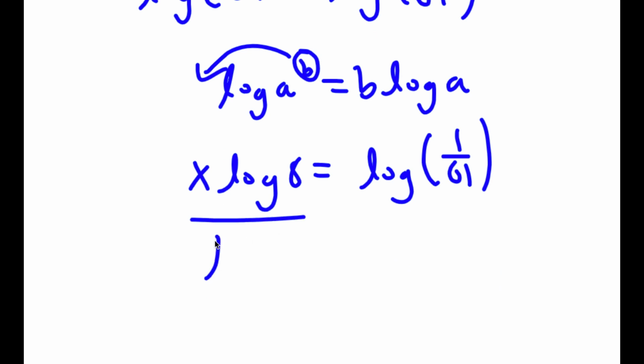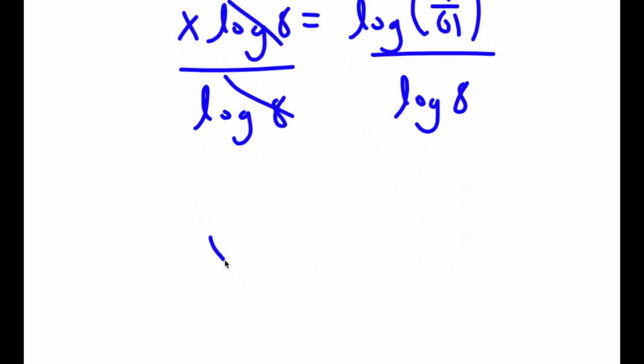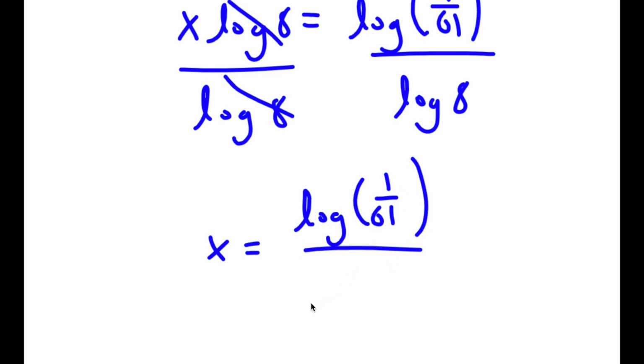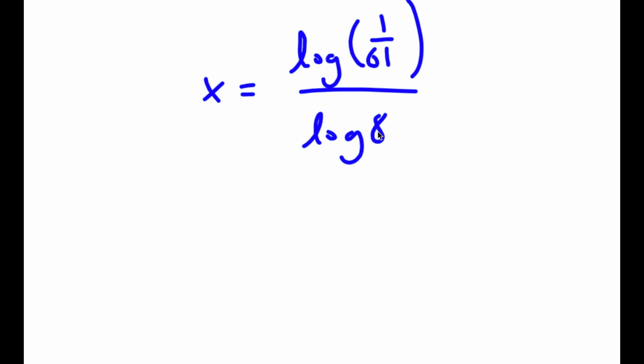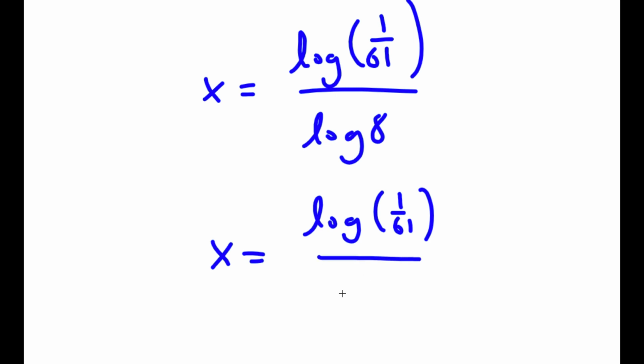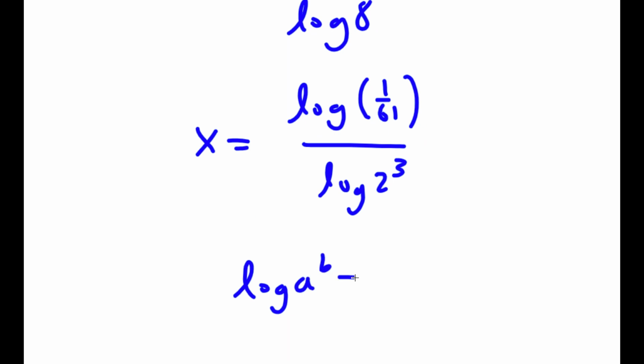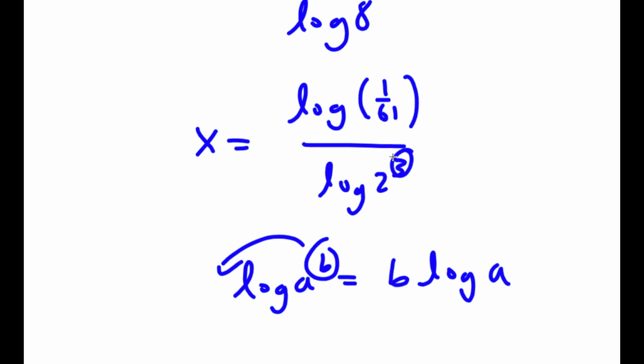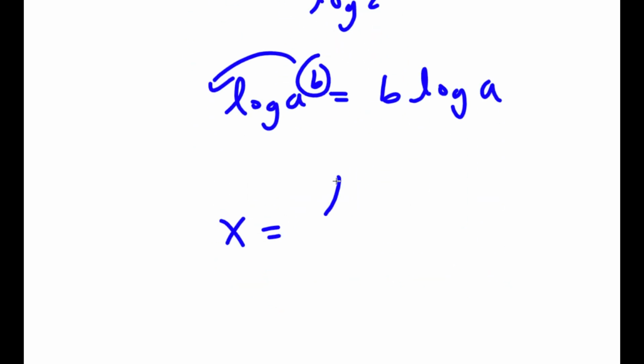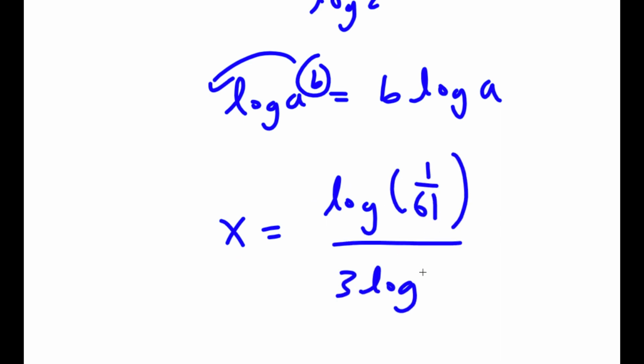So now if I divide both sides by log 8, these two cancel out, and I have x is equal to log of 1 over 61 over log 8. Now log 8, that's the same thing as log of 2 to the power of 3. If I have something in the form log of a to the power of b, I can move my exponent b to the front, so this is equal to b times log a. So log 2 to the power of 3, I can move 3 to the front, so now I have x is equal to log of 1 over 61 over 3 times log 2.